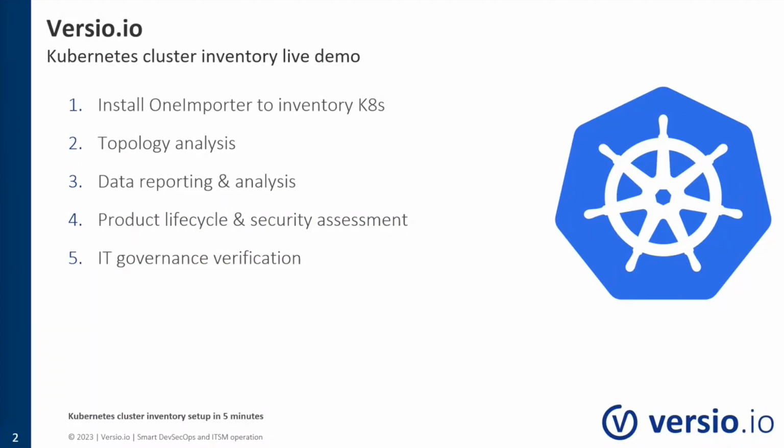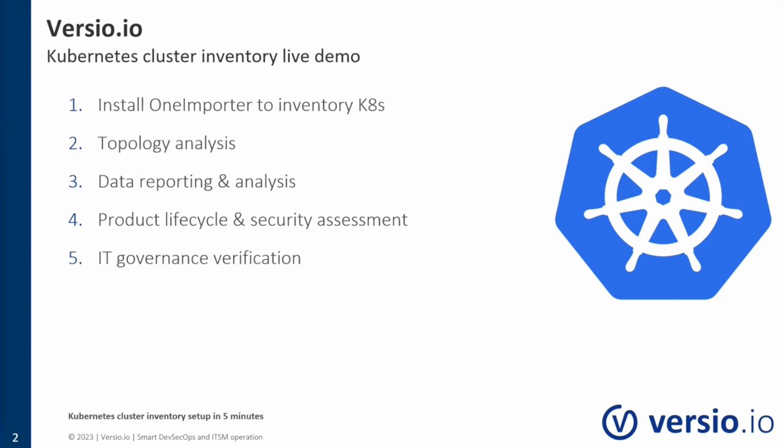We start right away with a live demo, and Fabian would like to show us the following. Install the one importer. One importer is the agent of Virtual.io that can inventory things. Fabian will install the one importer to our Kubernetes cluster. Then Fabian shows us how we can use the topology analysis to understand the structure of our Kubernetes cluster.